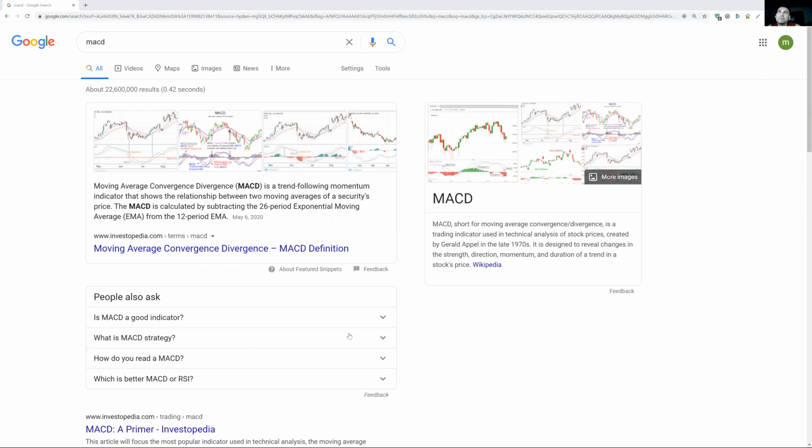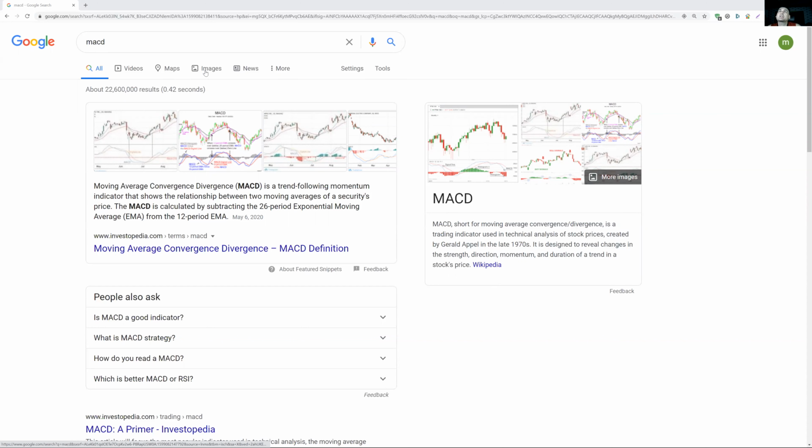Everyone knows MACD. It's a moving average convergence divergence, a trend following momentum indicator that shows the relationship between two moving averages of a security's price. The MACD is calculated by subtracting the 26-period exponential moving average from the 12-period EMA. It was created by Gerald Appel in the 1970s. It reveals changes in the strength, direction, momentum, and duration of a trend.